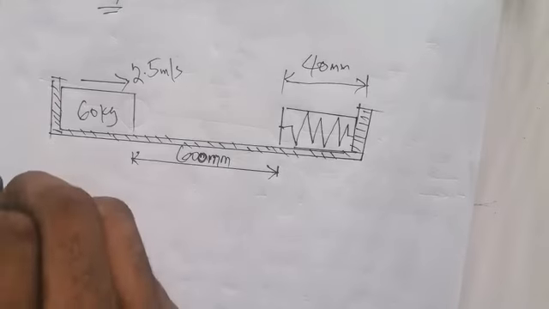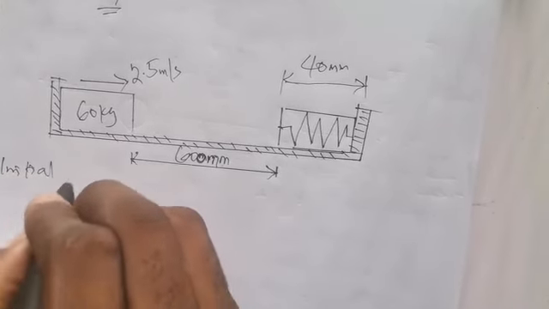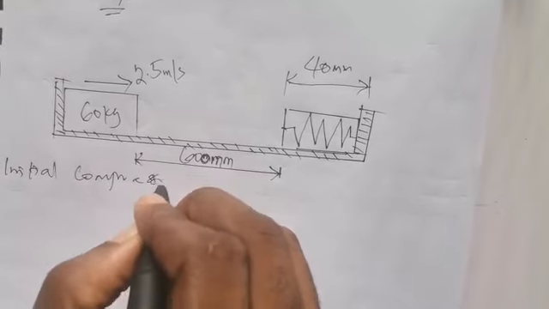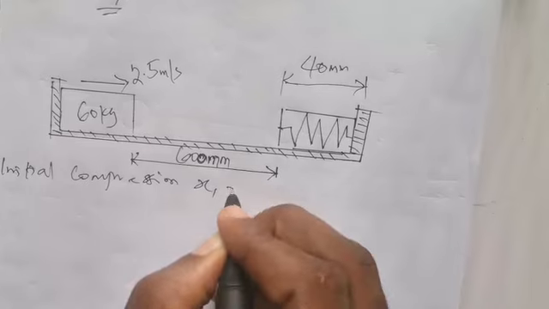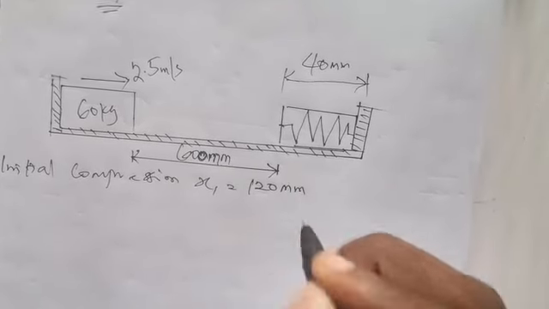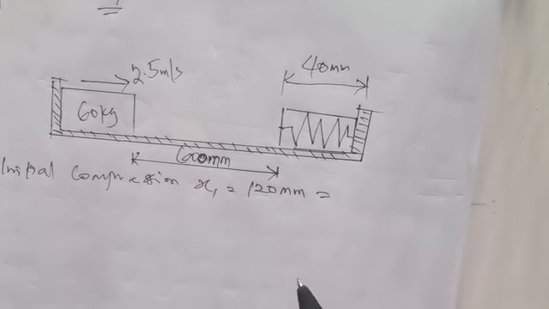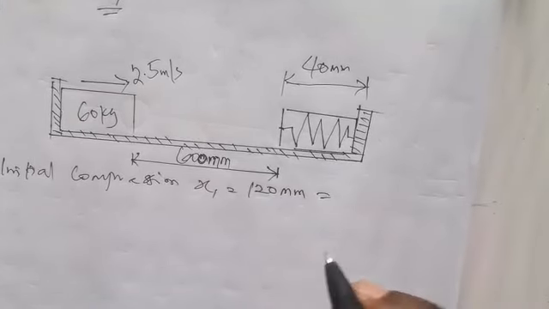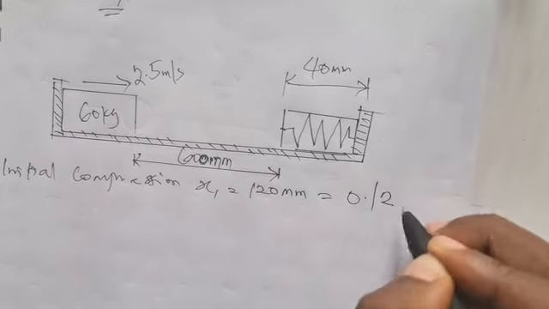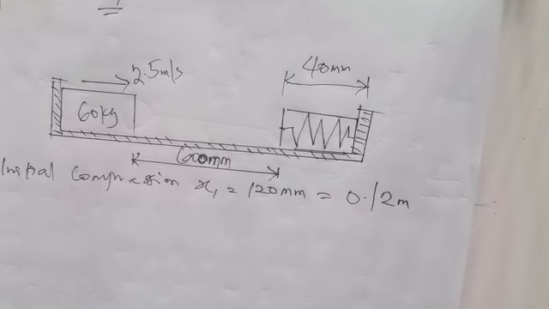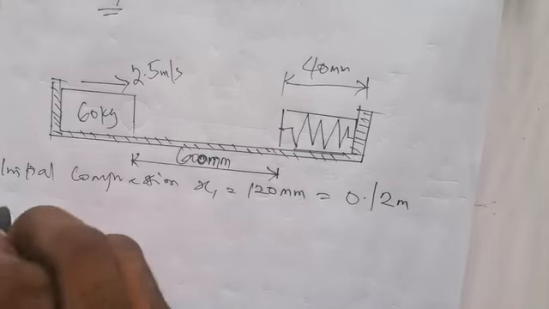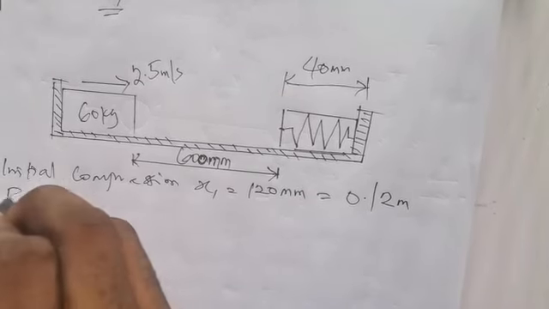We are given initial compression of the spring. Initial compression, call that x1 to be 120 millimeter. So we convert this to meter, simply dividing 120 with 1000. That simply gives us 0.12 in meters. Okay, now they said if the package has a velocity of 2.5 meters per second in the position shown and a maximum deflection of the spring is 40 millimeter. So we have our final deflection or final compression.